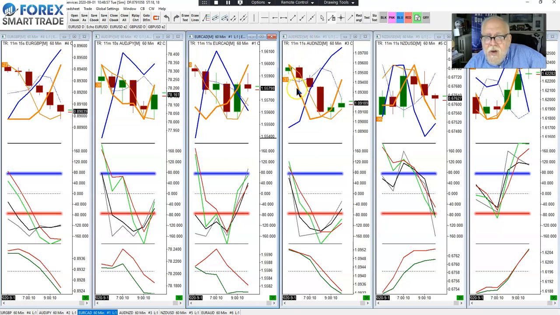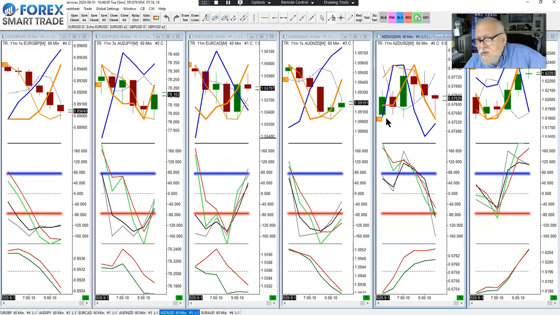AUD NZD minus 31, no. NZD USD minus 98. That is within 10 points of minus 100. But again, my majors and minors haven't got into the oversold area. So it's still premature to me to take the trade.